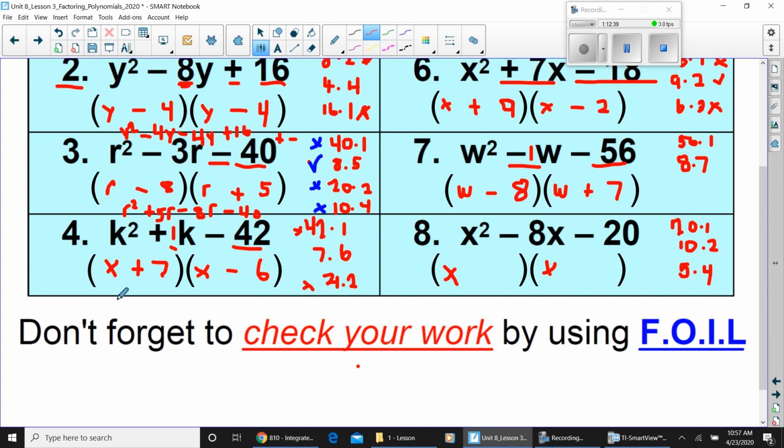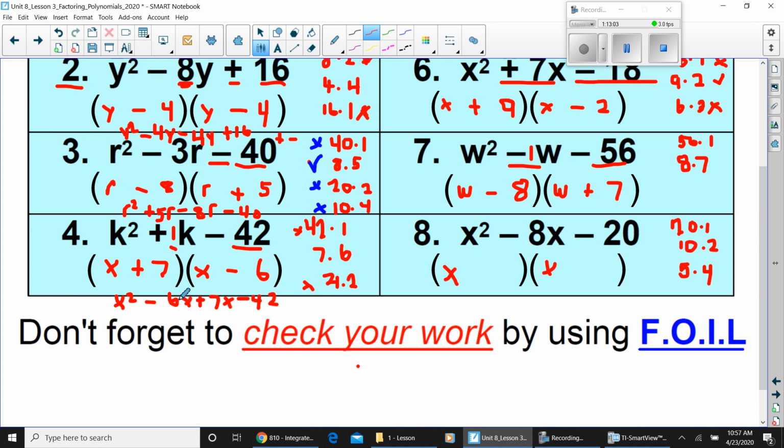So just to check it out, x times x is x squared. X times negative 6 is negative 6x. 7 times x is 7x. And then 7 times negative 6 is negative 42.